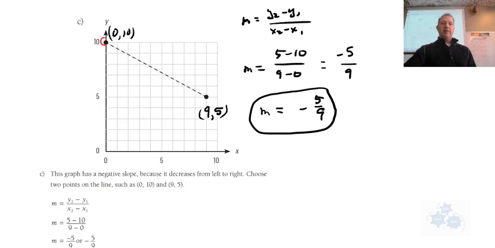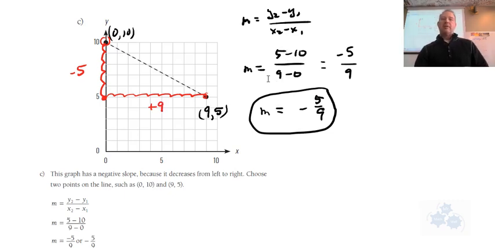Now, again, if we were counting from the graph, you could just go from the far left point, and ask how far up or down do I have to go? What's my rise? 1, 2, 3, 4, 5 units down, that's negative 5. And then what's my run? 1, 2, 3, 4, 5, 6, 7, 8, 9. It's a positive 9. So rise over run is negative 5 over 9. And of course, this is how you would use your formula.